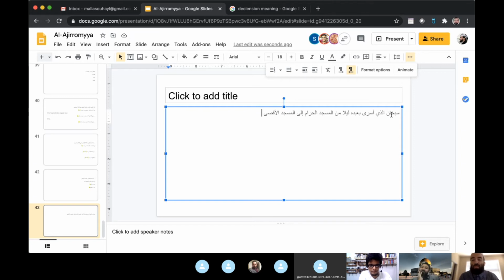Pure of all imperfections, pure of all impurities, is the one who took his servant on a night journey from the Masjid of Al-Haram, the sacred mosque, to the Masjid of Al-Aqsa, the farthest mosque.